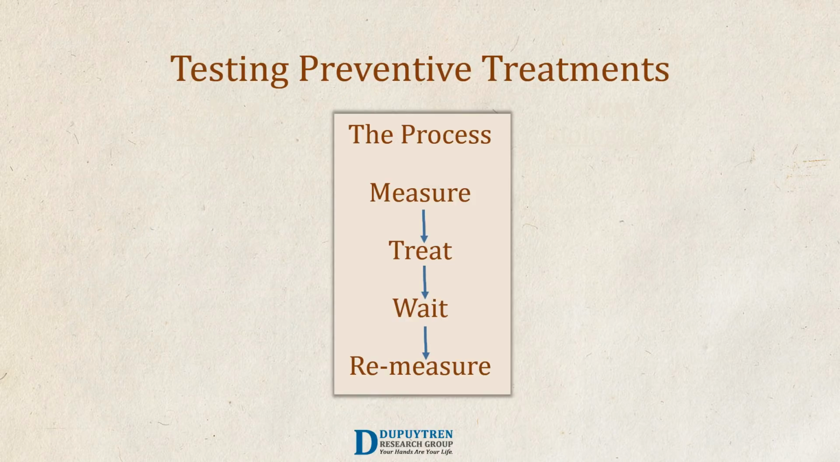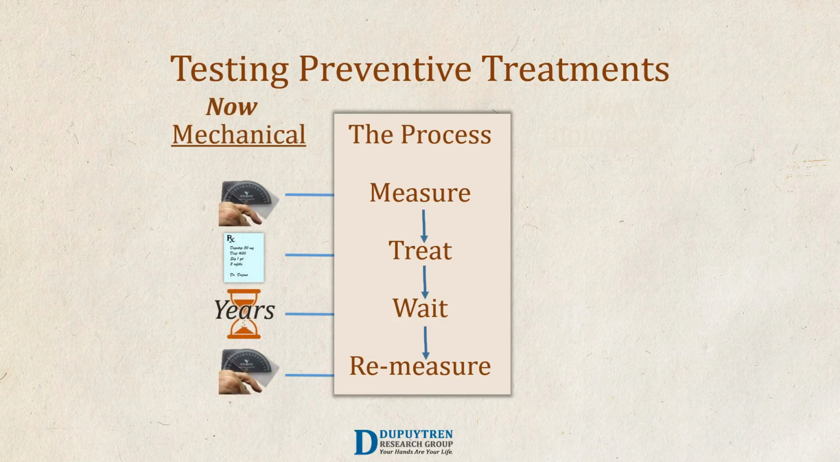Now, developing preventive treatments for chronic diseases is a common, well-established process that is normally done by medical doctors who treat chronic progressive diseases. And the process is you develop a measurement of the disease, you treat the disease with whatever your treatment is, you wait for that treatment to have its effect, and then you remeasure your measurement. Currently, we only have a mechanical measurement. We only have our protractor.